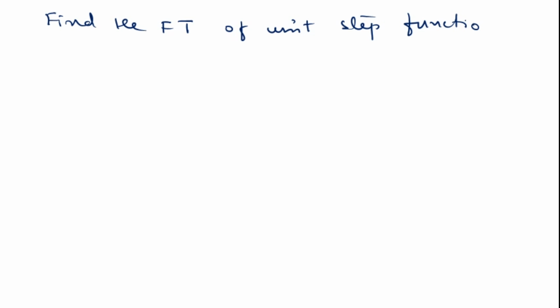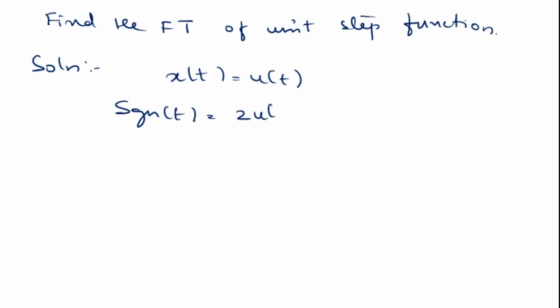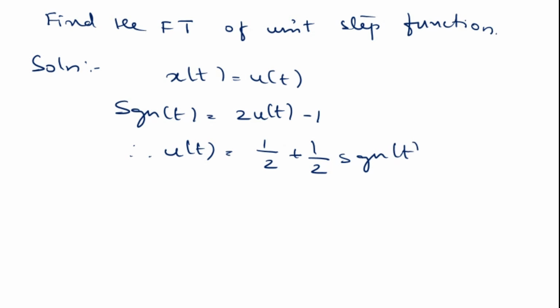Next problem, find the Fourier transform of unit step function. That is x of t is equal to u of t. So we can write sign function is equal to 2 into u of t minus 1, or u of t is equal to half plus half sign of t.